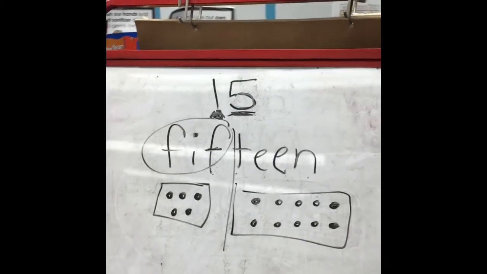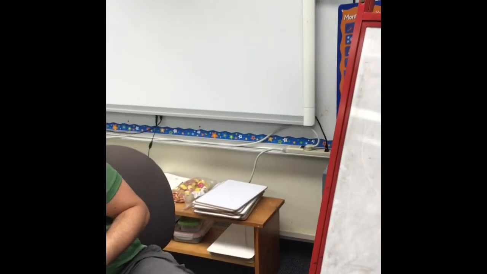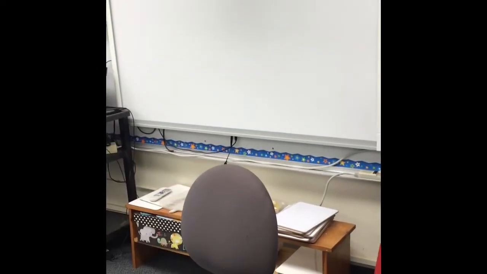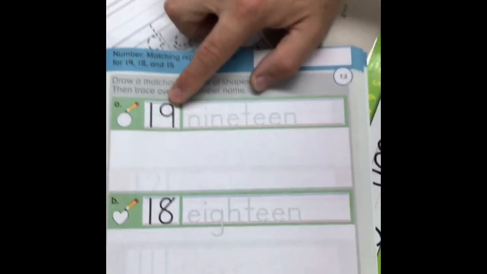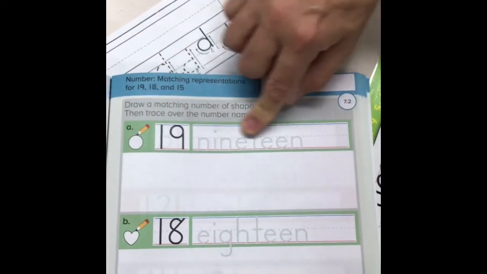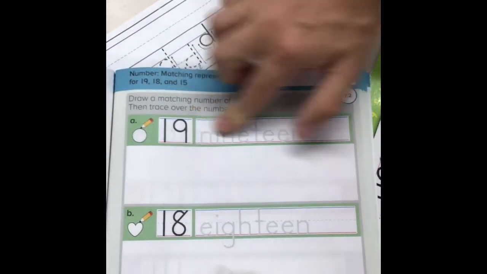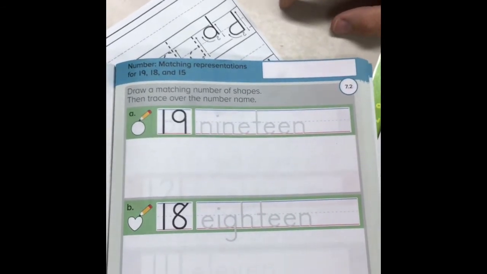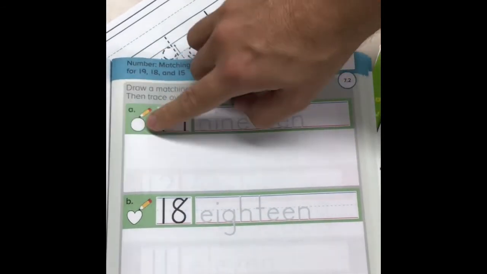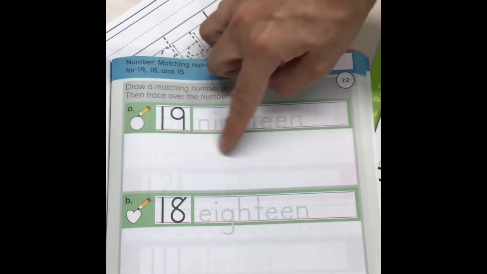So on your page, what you're going to be working on is drawing those exact same things. My page is over here. So right here, it's got your number 19. It's got the word nineteen. You're going to trace that. Look at the letters. See if you can remember what those letters are called. And then I want you to draw 19 circles in here.